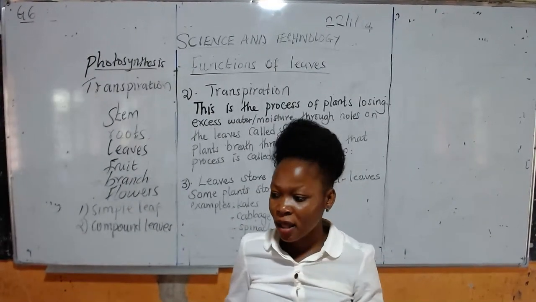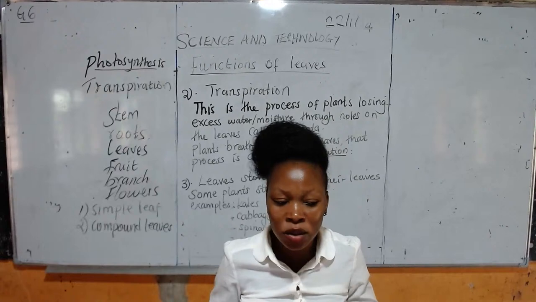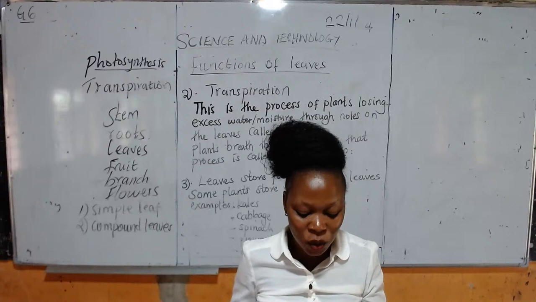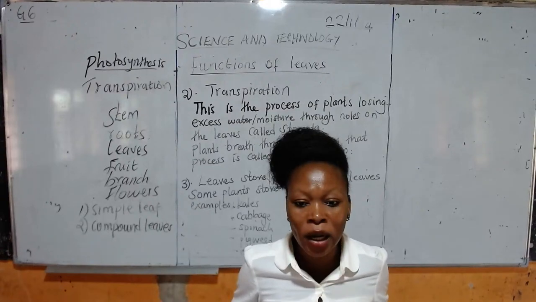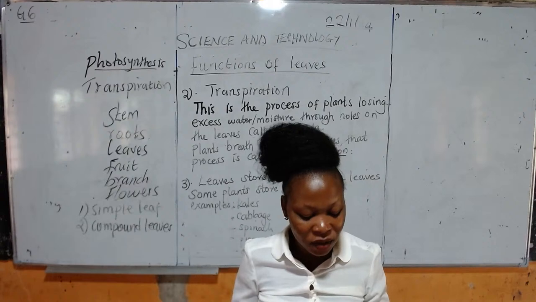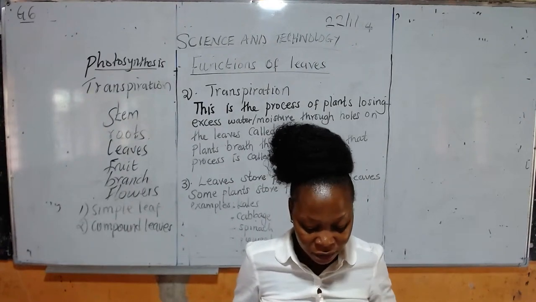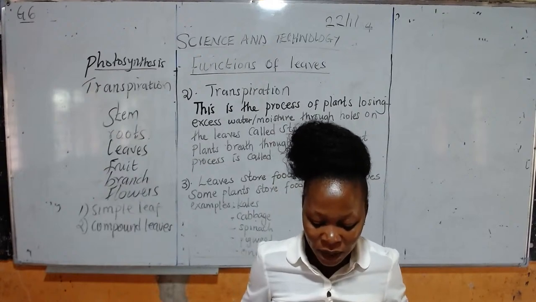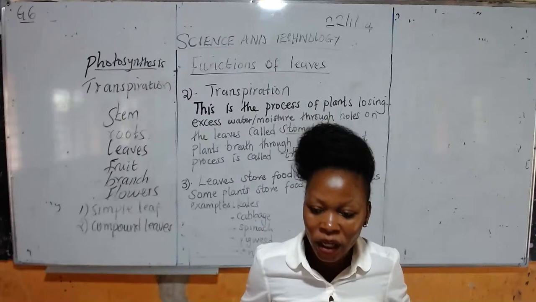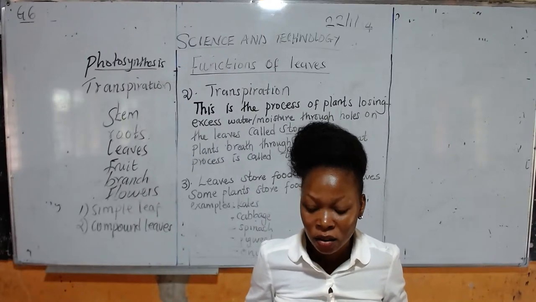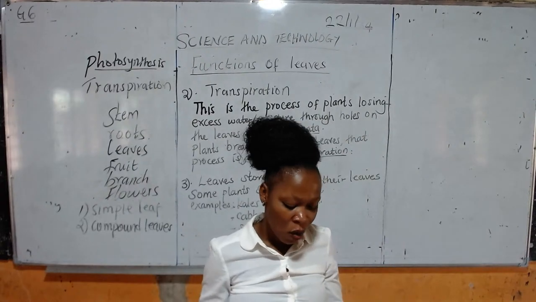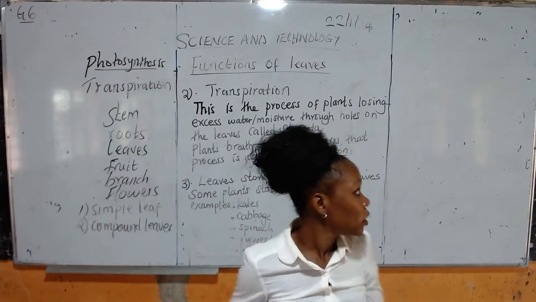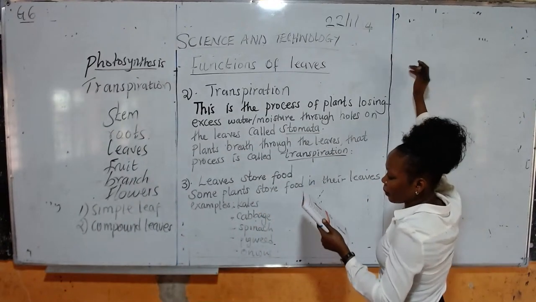Discussing that, there is also a practical activity that we need to carry out in order to find out if plants remove excess water through the tiny holes, which we call stomata. To investigate if plants remove excess water through their leaves, we shall need a balloon, a young growing plant, and a string, okay? So, practical activity.